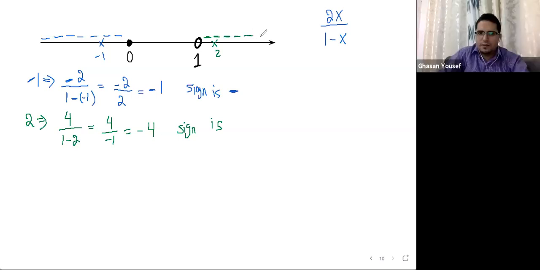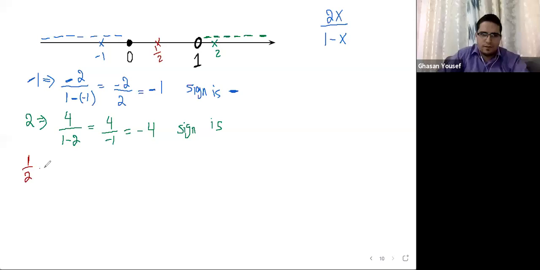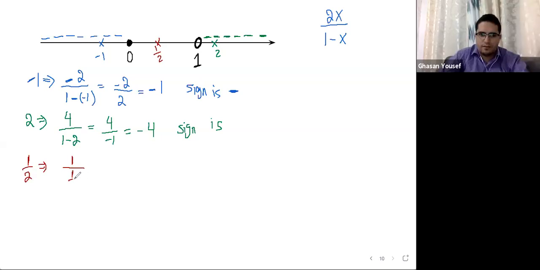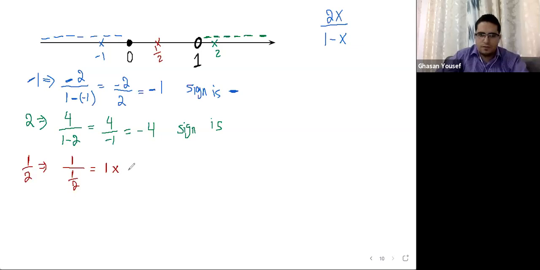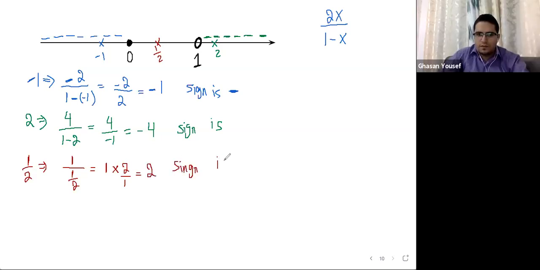Pick any number between 0 and 1. 1/2. Plug it inside. 2 times 1/2 is 1, over 1 minus 1/2, which is 1/2. So 1 times, flip this one, 1 times 2, which is 2. The sign is positive. So here I get positive.